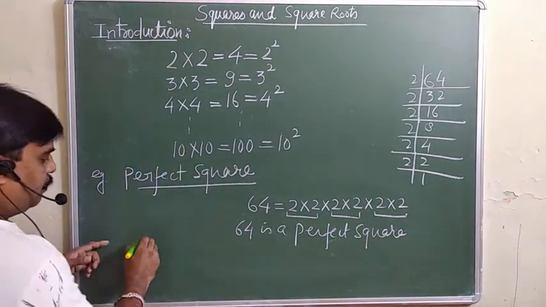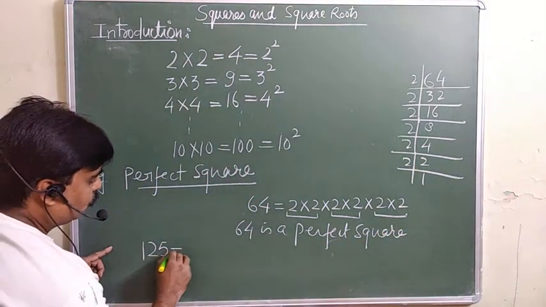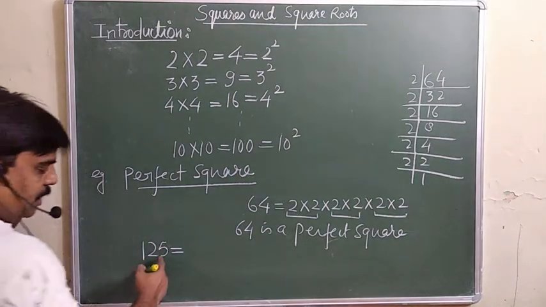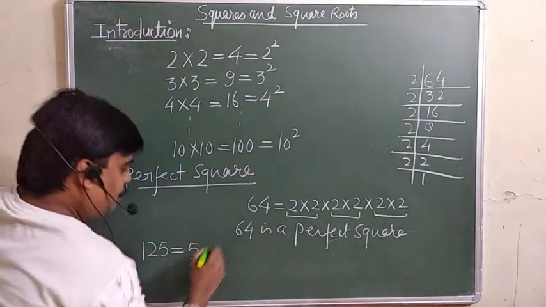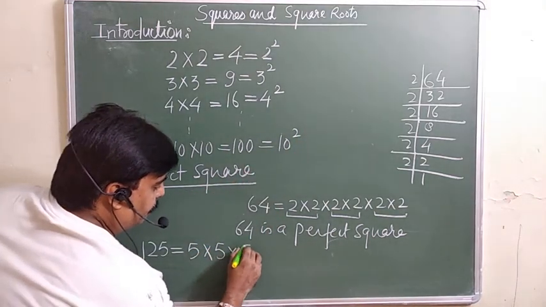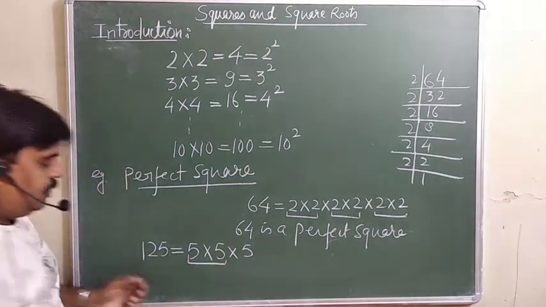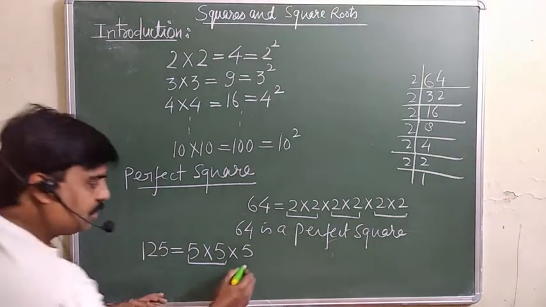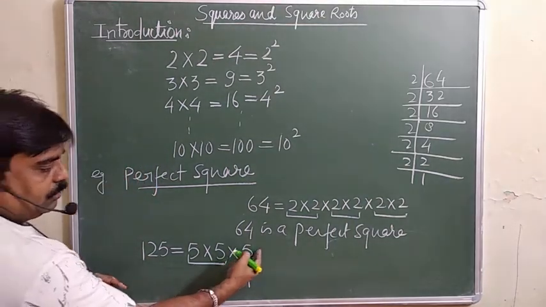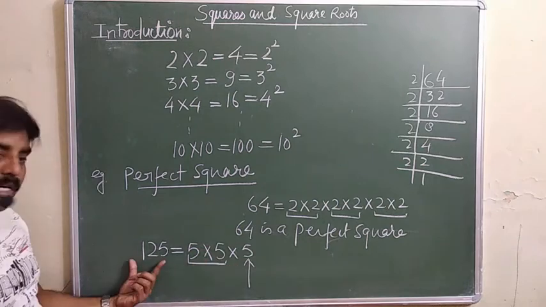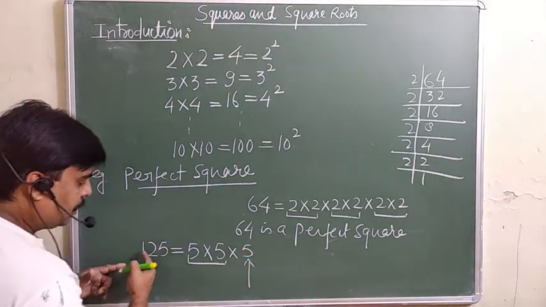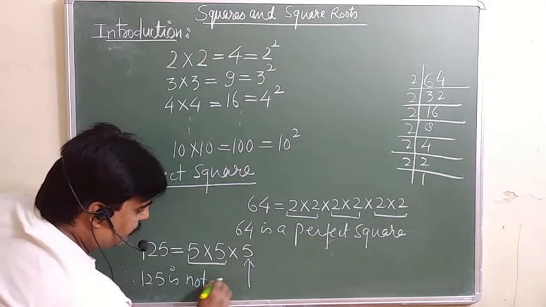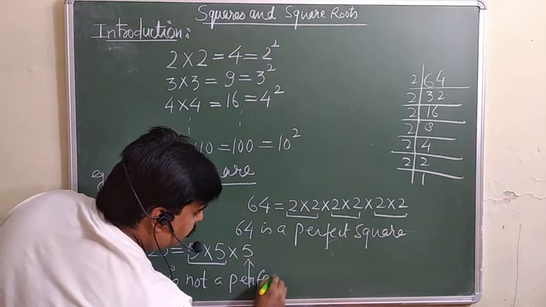Perfect square. Suppose in place of this you take 125. You want to check whether this number is a perfect square or not. You must do the factors of this as usual: 5 into 5 into 5. Here you make the pair. One pair you are getting, but one number is alone. This is left alone. You need one more 5 to make it perfect. So since this one is left alone, you can say 125 is not a perfect square.